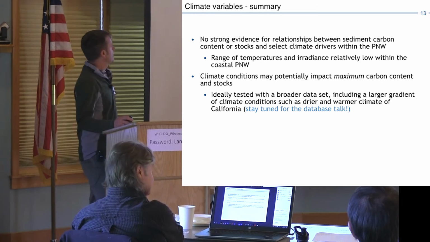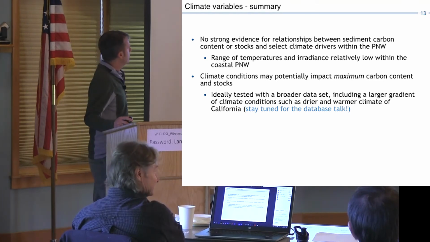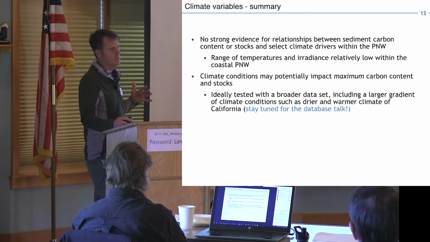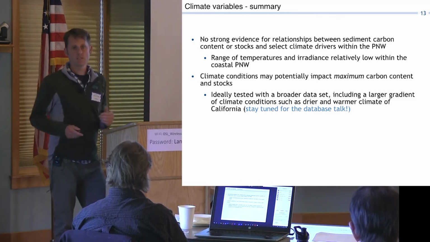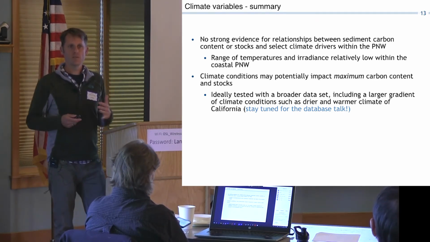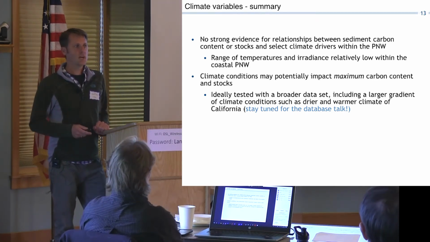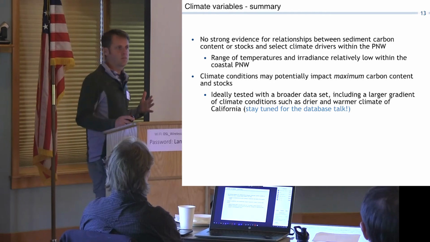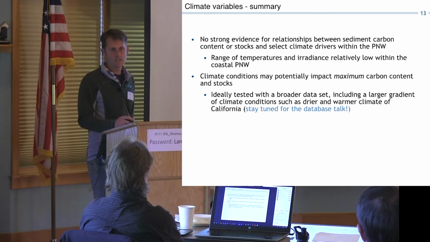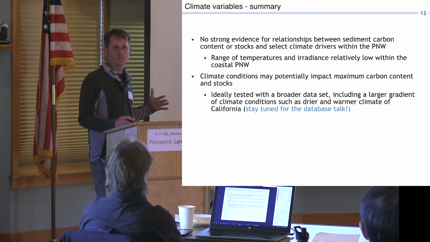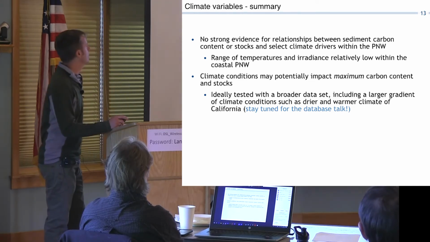So one of the things that we can continue to look at is whether climate conditions affect the maximum stocks in an ecosystem. So they may not be very related to the mean values, but sometimes environmental factors can place a limit on processes such as productivity or decomposition, and then you can actually see relationships with maximum or minimum values. So we can take a look at that a little bit more.